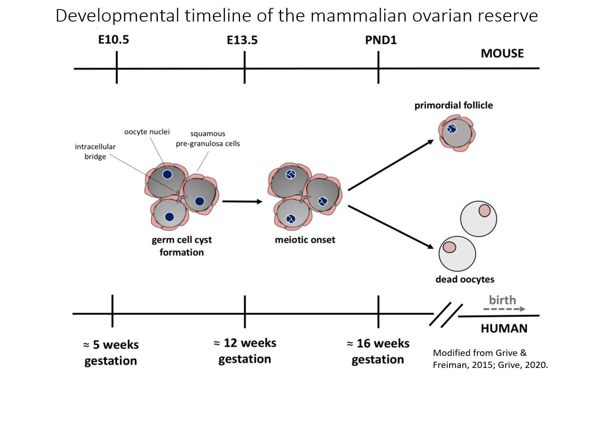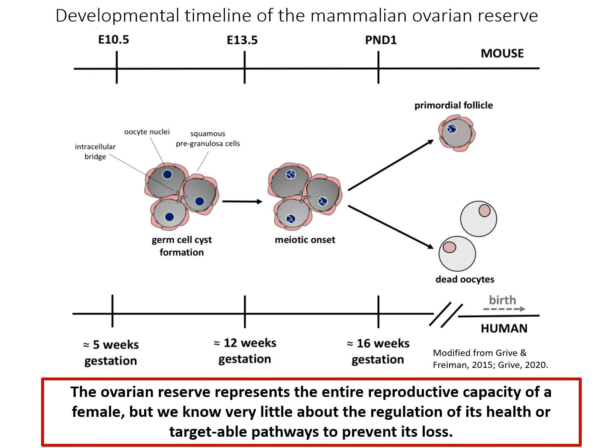So what we do know about the process of ovarian reserve establishment is that it can be affected in a variety of ways. One of those ways is through exposure to environmental insults. For today, I'll be focusing on this in the context of cancer therapies. But what I want you to take away from this slide is that while the ovarian reserve represents the entire reproductive capacity of a female, we know very little about the regulation of its health or targetable pathways to prevent its loss.